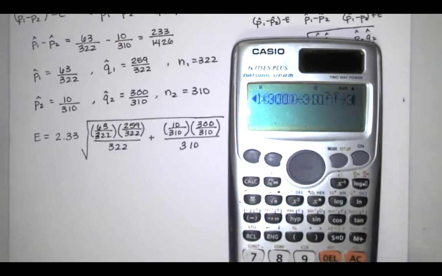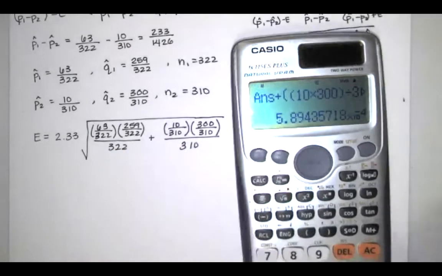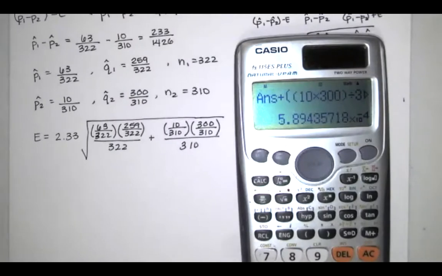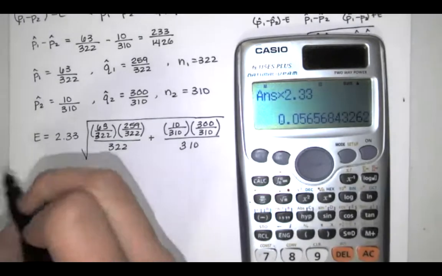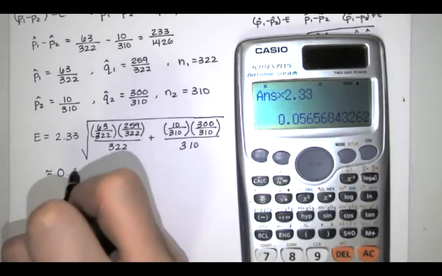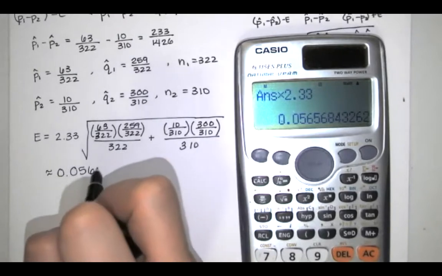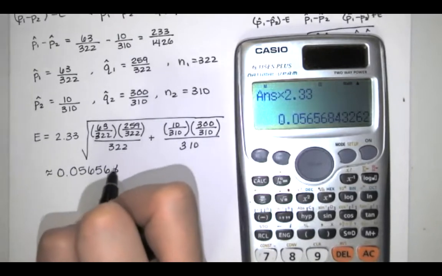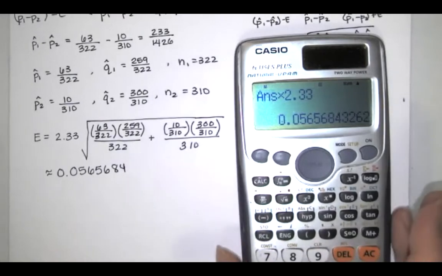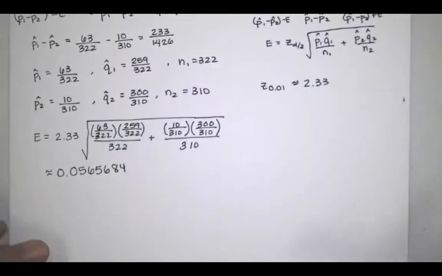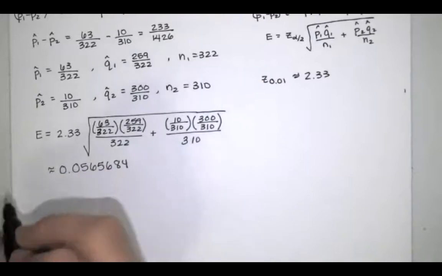And then divide by 310. Okay, so that plus that is equal to this number right here, and we want the square root of the answer. And we want to take that and multiply by 2.33. So we get approximately 0.056564. I'll just round to that many decimal places. Okay, so we've got our error now.